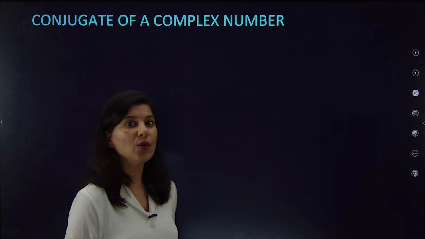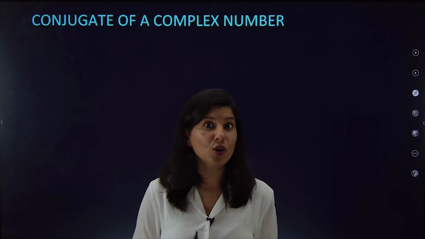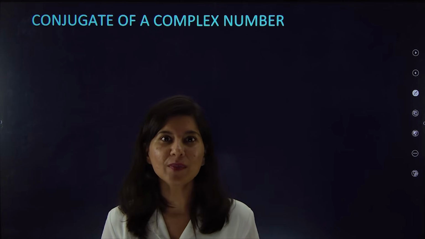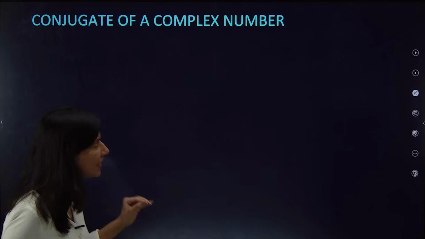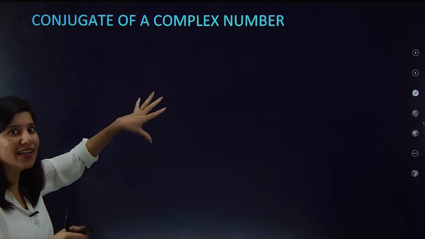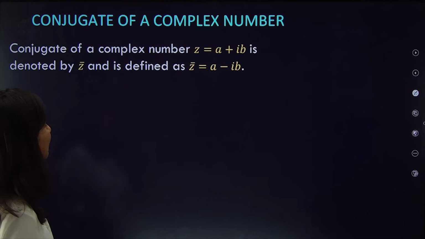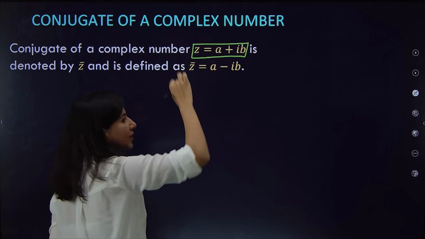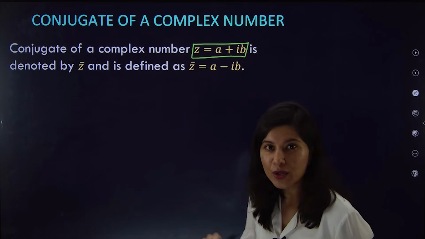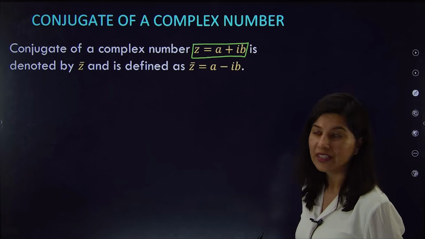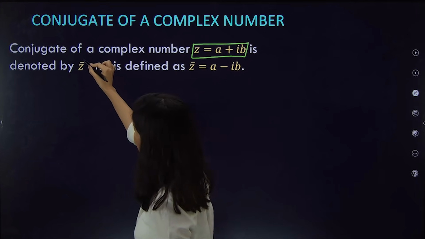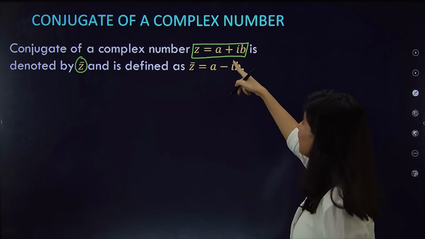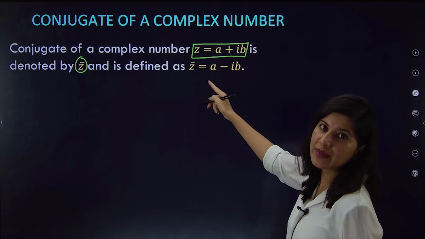Now the conjugate of a complex number we have already studied, right? Let's just officially study it. Any complex number is represented in the form of a plus iota b. The conjugate will be a minus iota b. It is denoted by z bar. So if z is a plus iota b, z bar becomes a minus iota b.